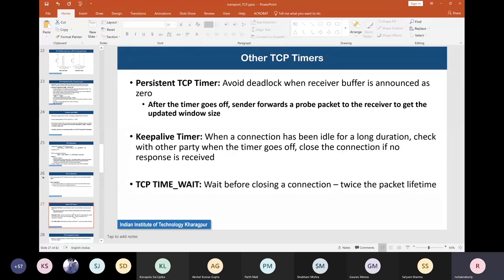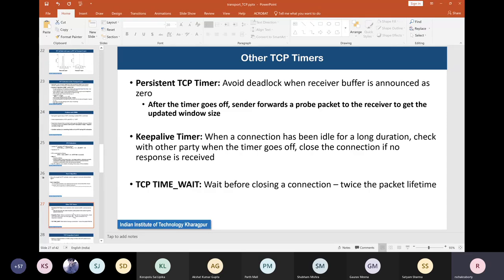However, that acknowledgement is getting lost repeatedly from the receiver to the transmitter. In such a case, deadlock might happen: the transmitter is waiting for the receiver to send an update and nothing is coming, so I will not transmit. However, when this happens for a long time, a persistent TCP timer which runs in parallel goes off.